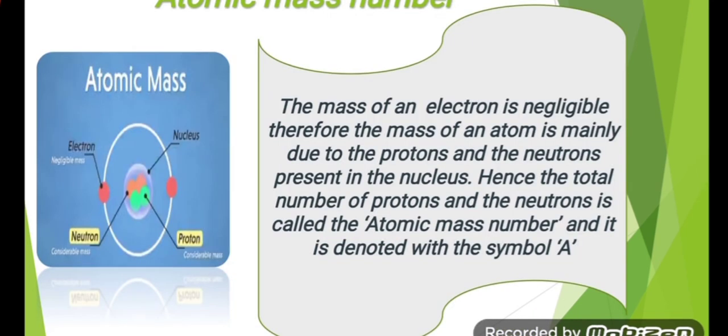Moving further, children, we will see the atomic mass number. The mass of an electron is negligible. Therefore, the mass of an atom is mainly due to the protons and the neutrons present in the nucleus, which is situated in the center. Hence, the total number of protons and neutrons is called the atomic mass number, and it is denoted with the symbol A. With the help of this formula, we can show the atomic number as well as the mass number of any atom, and understand which is the atomic number and which is the mass number.